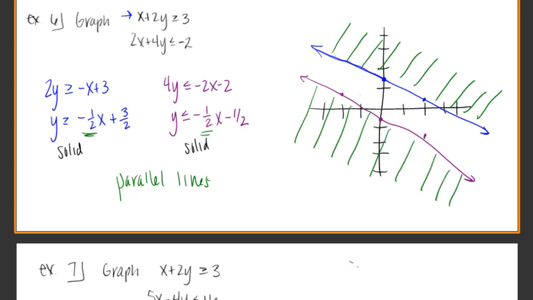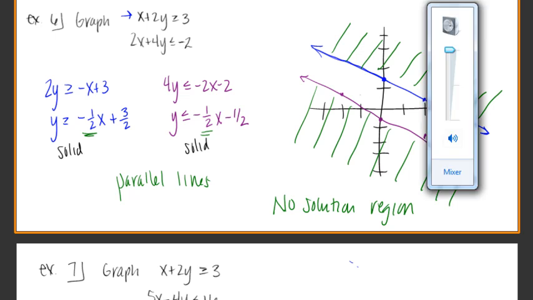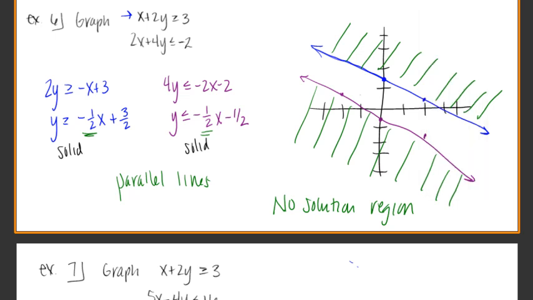Now, to answer the full question truthfully: where do the shadings overlap? Well, do the shadings ever overlap? They can't, because the lines never intersect. So in this case, we would say there's no solution region, because the solution to that system is where the two shadings overlap. And since the shadings aren't overlapping, we don't have a solution region.